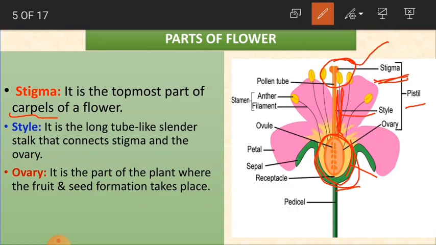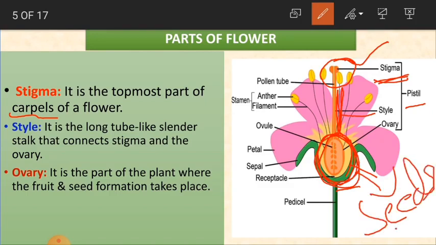It may be a flower plant, fruit plant, or a vegetable plant. Where will we get those seeds, where do the seeds form? They form in this ovary. We get seeds from the ovary, which is laying inside the flower. This is the female reproductive organ. This ovary is a female reproductive organ, and here we will get fruit and seed formation.